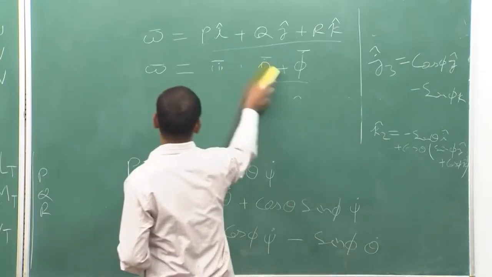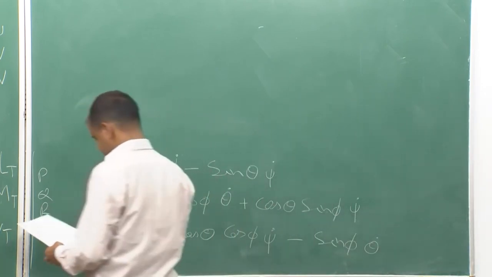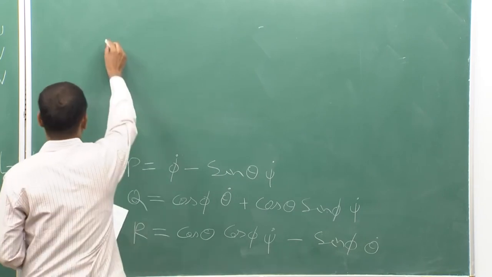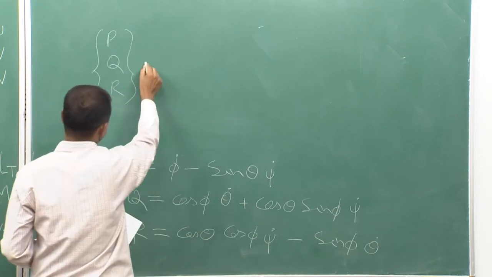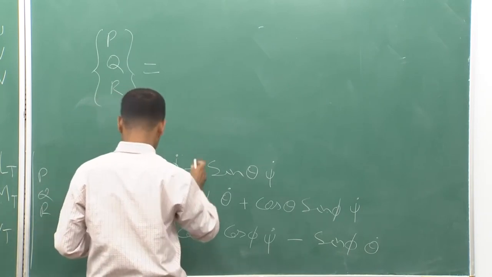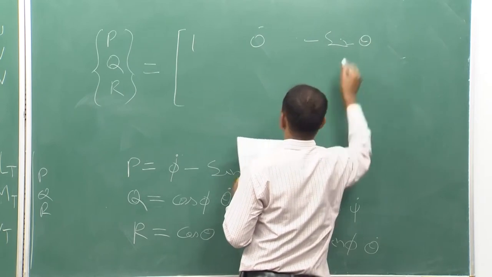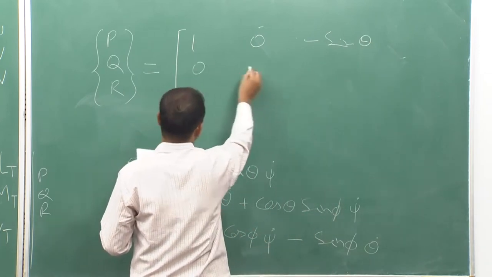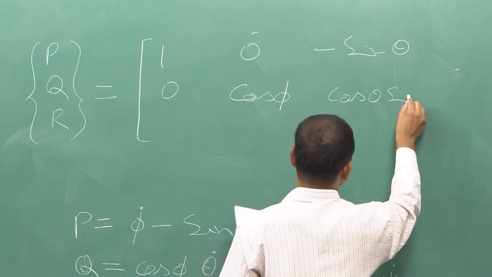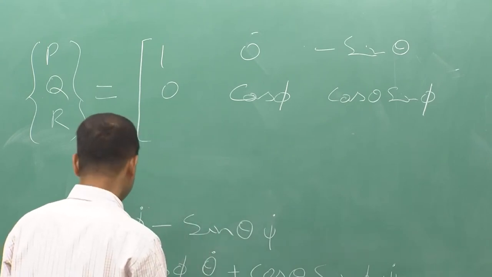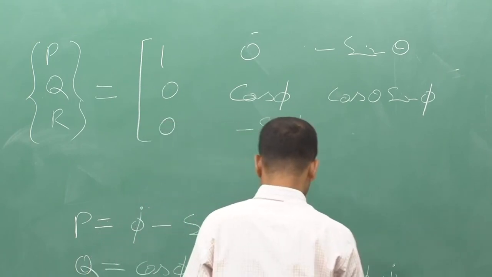And if I write it in a matrix form, I can write P, Q, R is equal to the matrix: one, zero, minus sin theta; 0, cos phi, cos theta sin phi; and 0, minus sin phi, cos theta cos phi.